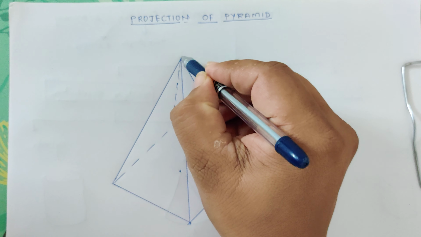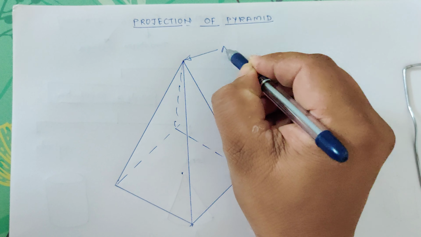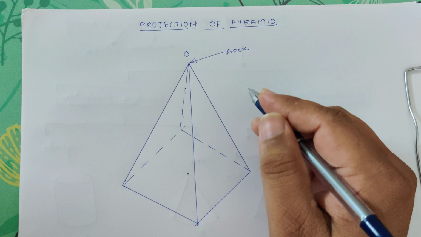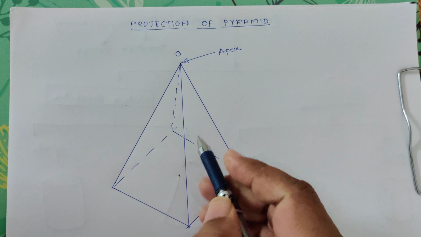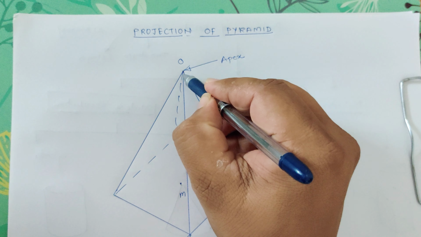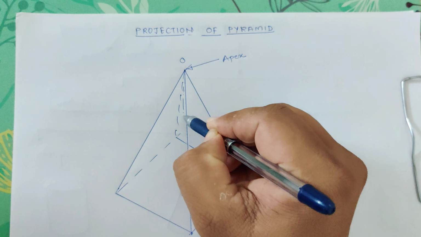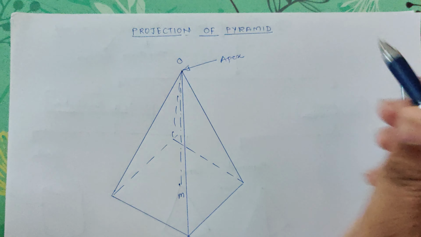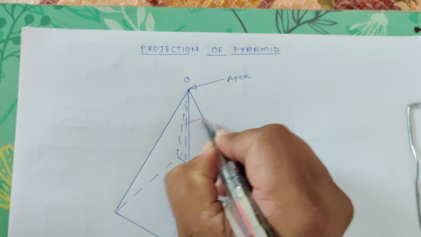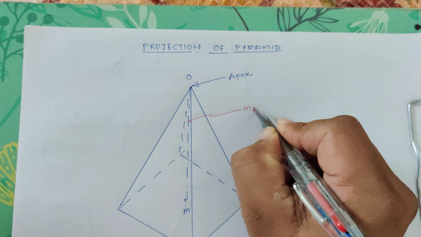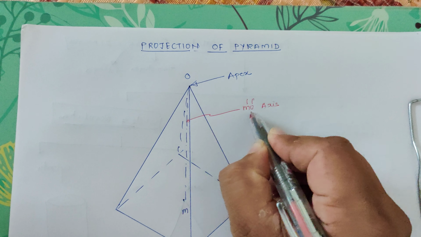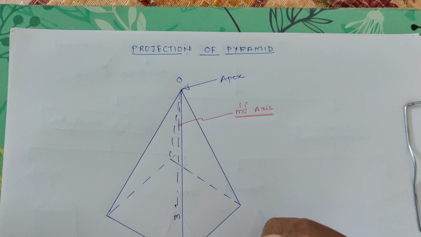So here I'll consider this the apex of the pyramid. This point is called apex or vertex. I'll consider this point as O, and if I consider the center of its base as M, and I join this M to O, this line indicates the axis of this pyramid. So MO is the axis, whereas O is the apex, and M is the center of the bottom face.